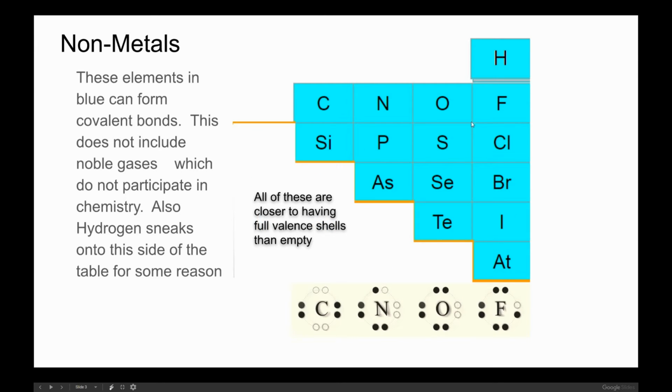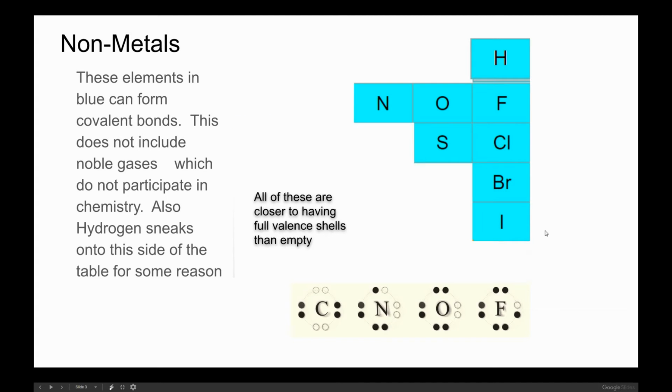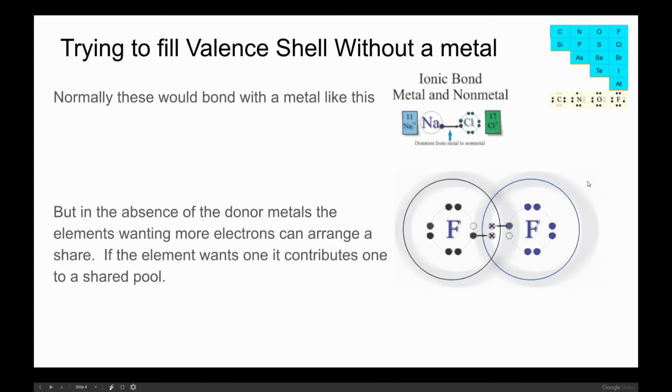All of these here are closer to having full valence shells. And out of these, we're only going to be looking at these guys. And the ones I really want you to be able to do are oxygen and hydrogen. That'll serve you right up to grade 11. And the rest are just replications. So it gets really simple.